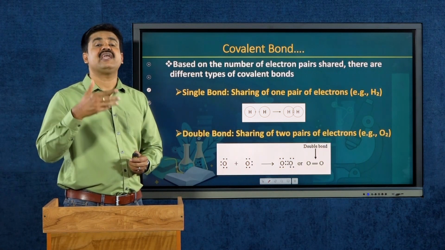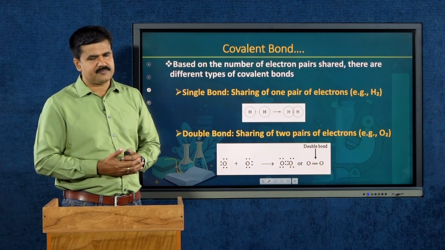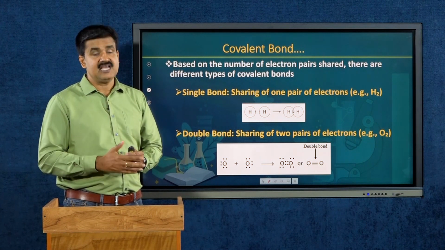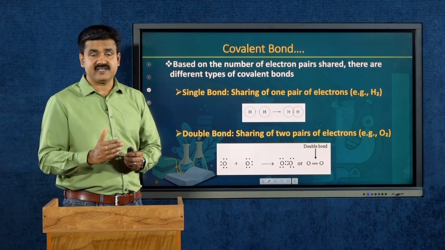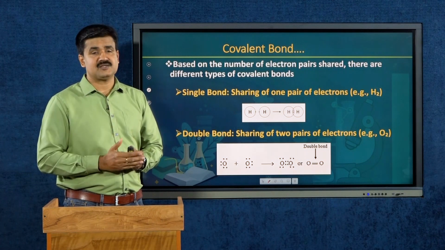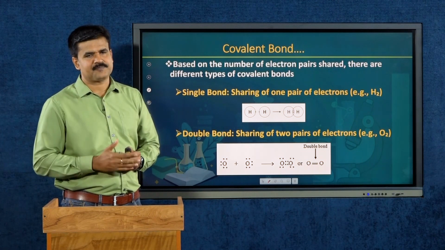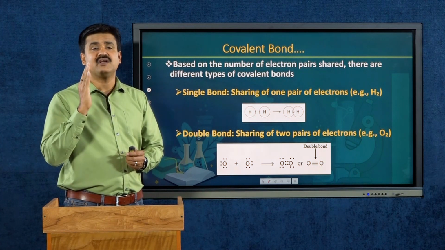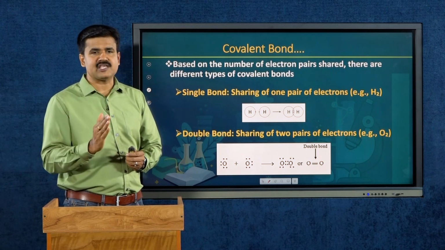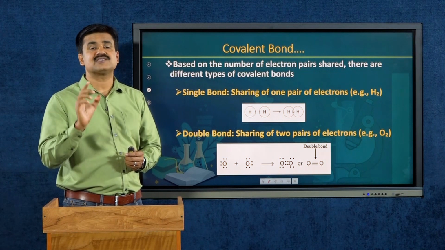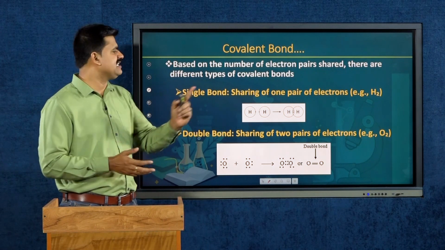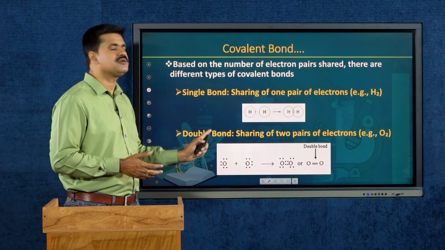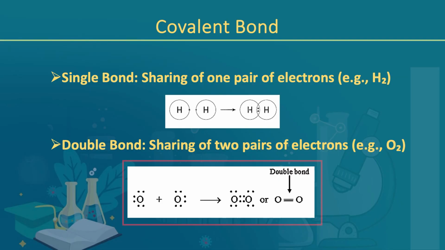Now, how is a double bond created? You are familiar with the fact that a double bond exists between 2 oxygen atoms in the O2 molecule. That is, the O2 molecule is formed by the sharing of 2 pairs of electrons between oxygen atoms. It is very well understood from this illustration. The first oxygen atom has 6 electrons in its outermost shell. Again, the second oxygen also has 6 electrons.